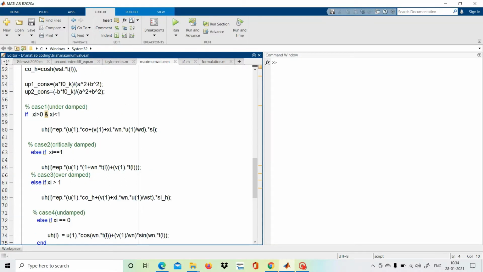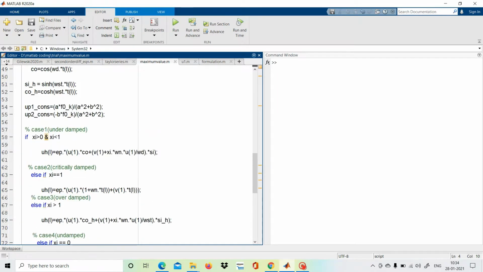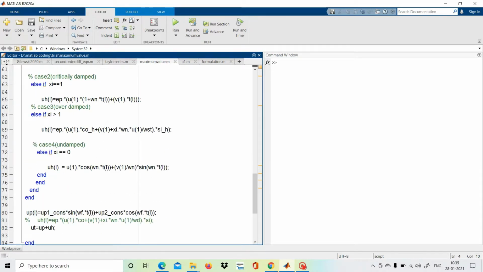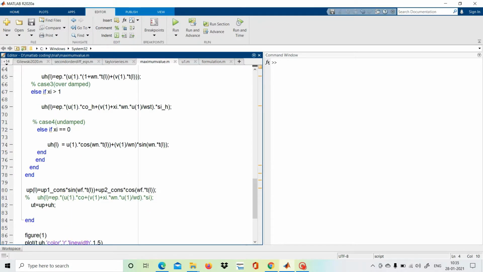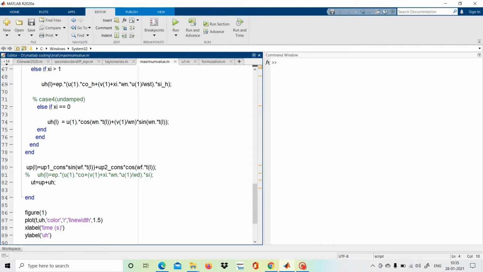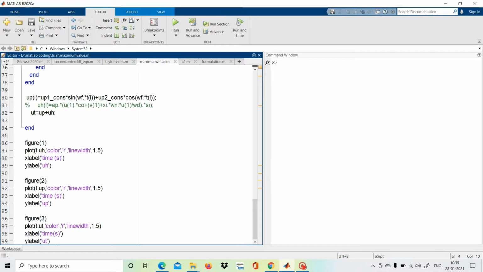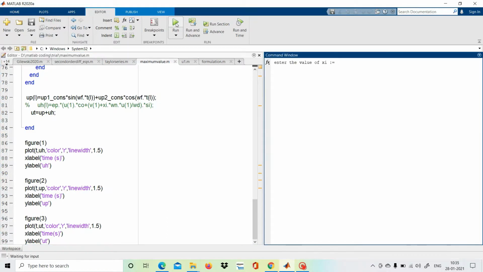So we have written u of h, the homogeneous case, and the particular solution, we know that it is direct, we have written the values of u of p. Okay, so our u of t would be equal to up plus uh, and then it would end, and we will just plot the figure for homogeneous solution, particular solution, and the total solution. Okay, u t. So let's see, we will run this code.